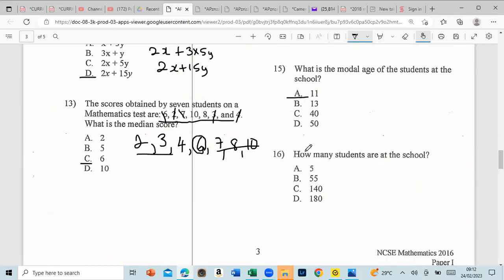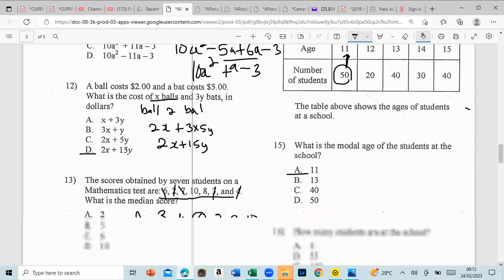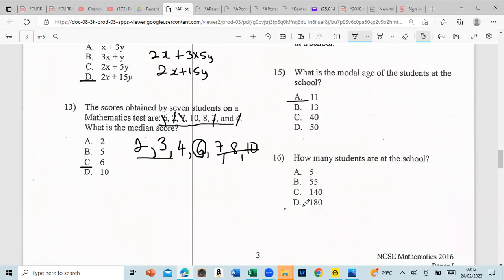Alright, but Mr. Vedic not having that. How many students are in the school? I'm going to go with a big number. So 50 plus 70 is 110, 110 plus 70 is 180. Alright, so let's move on to the next one.